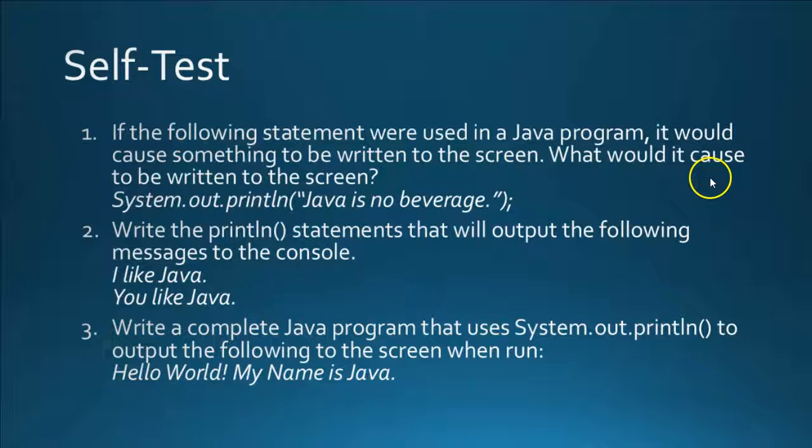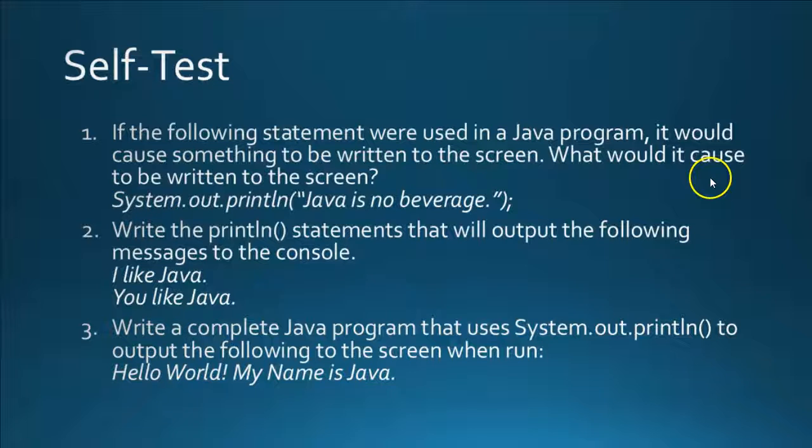Number two, write the println statements that output the following messages to the console: I like Java. You like Java. Please make sure you include your semicolons on that. I don't want you to just say System.out.println. Make sure you include your semicolons, quotation marks, all the punctuation should be in there.